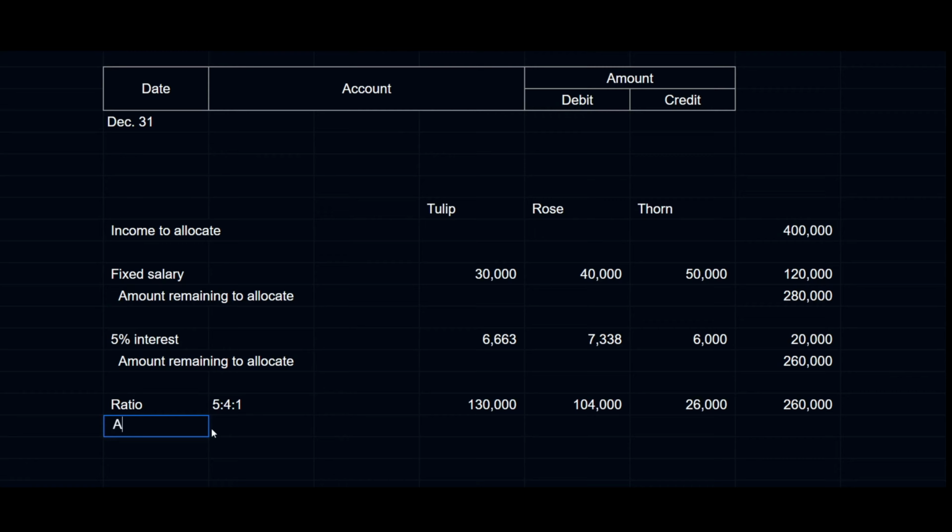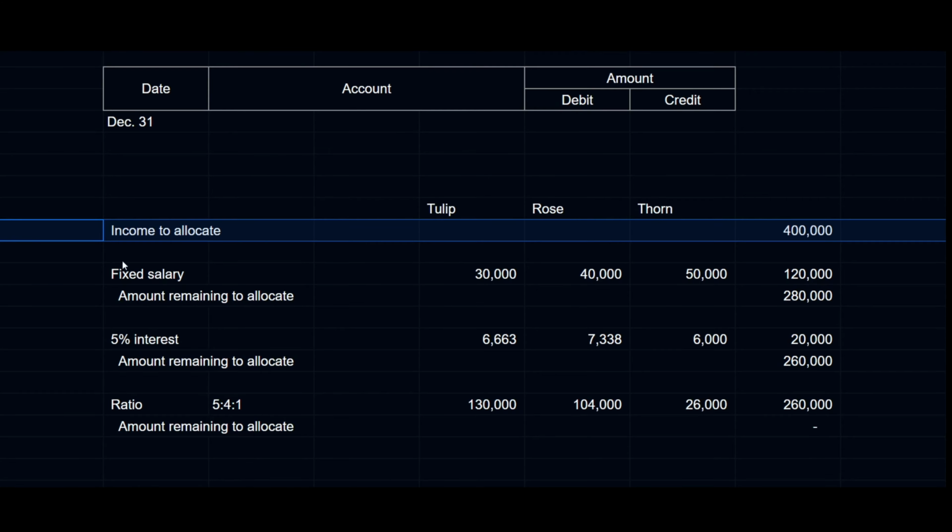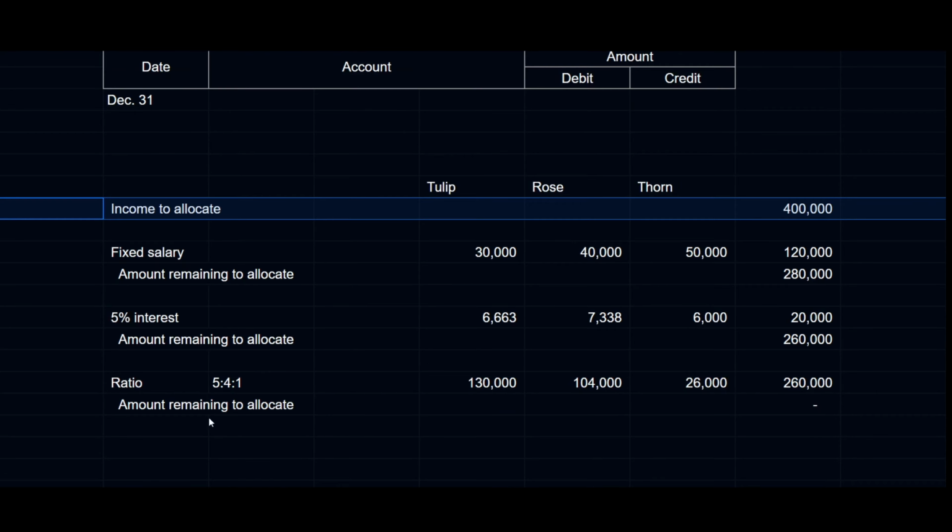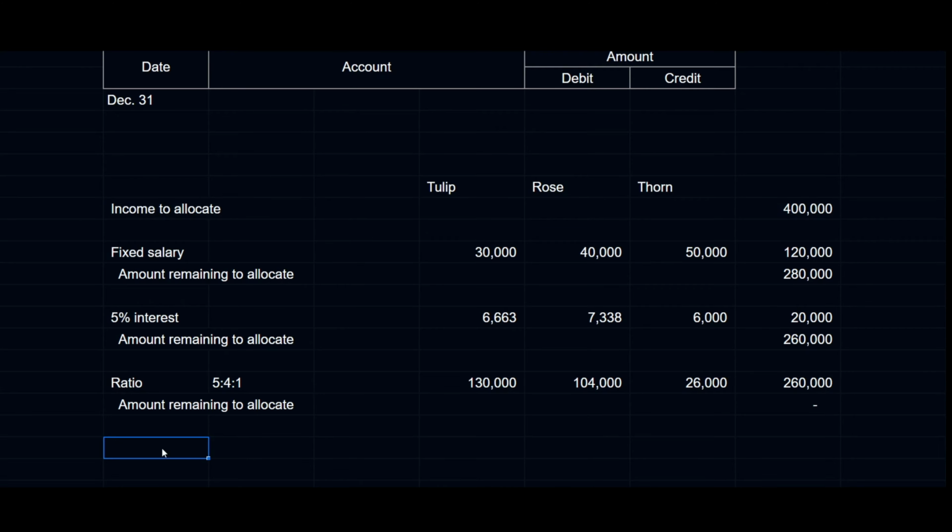So the amount remaining to allocate is 0. We've fully allocated the income of 400,000. Now we just need to finish this off so we know how much to put to each partner in the journal entry.